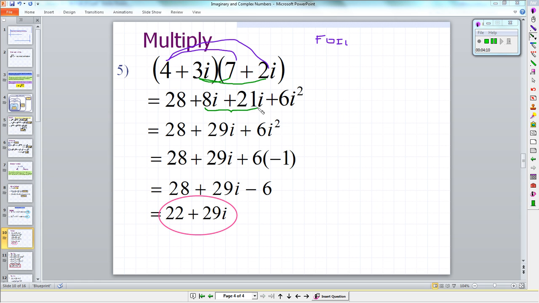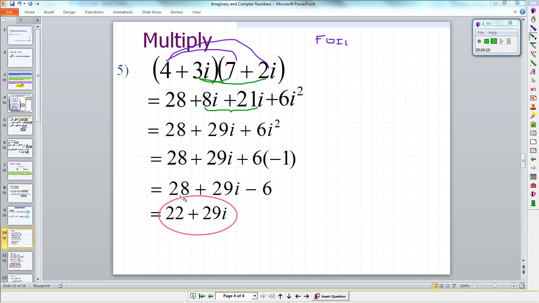Next, we are going to combine the two middle terms. They are like terms, so when we combine, we only add the coefficients. So 8 plus 21 will be 29. We do not add the i, so 29i. So we now have 28 plus 29i plus 6i squared. Next, we know that i squared is -1, so we substitute i squared with -1. Now we have 28 plus 29i plus 6 times -1. Now 6 times -1 is -6.